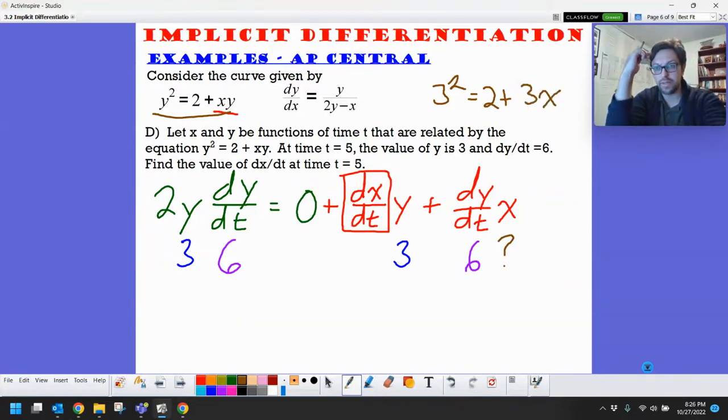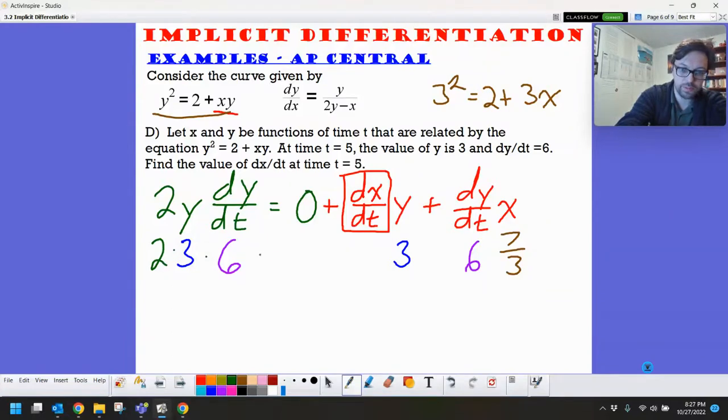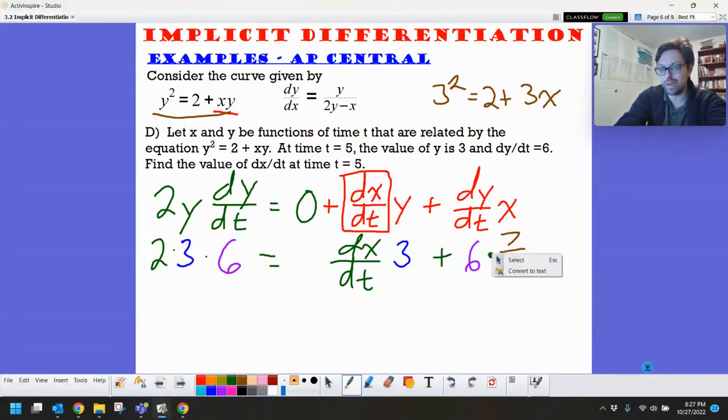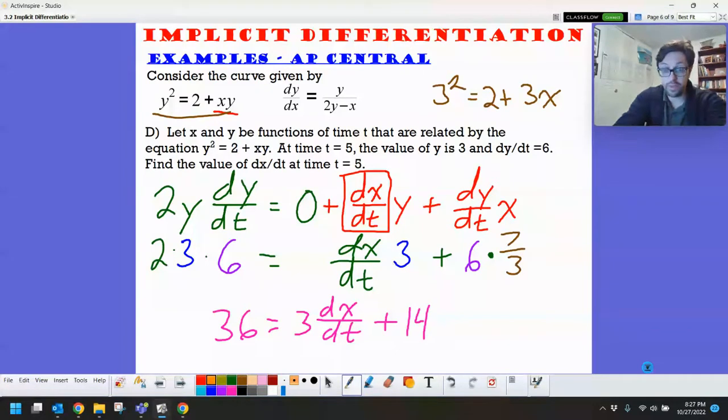Equals 2 plus 3x. And so that will be 9, 7, 7 over 3. Let's just copy in our stuff. So this is times 2 times that equals dx over dt plus these two being multiplied together. So now it's just a matter of simplification. And as weird as that might look, that's just a two-step equation that we have to solve. So we'd subtract our 14. So that would be 22 divided by 3. So dx over dt is just going to be 22 thirds.